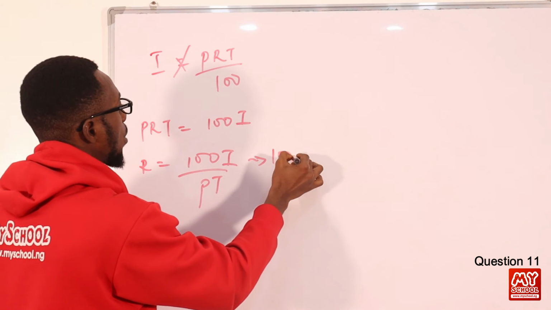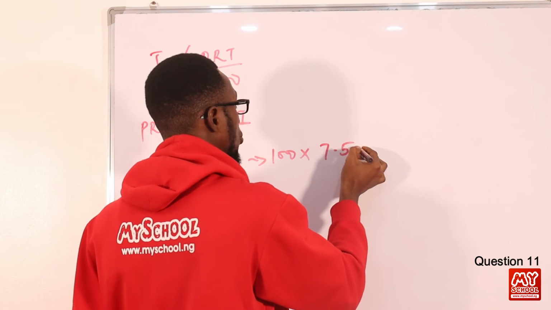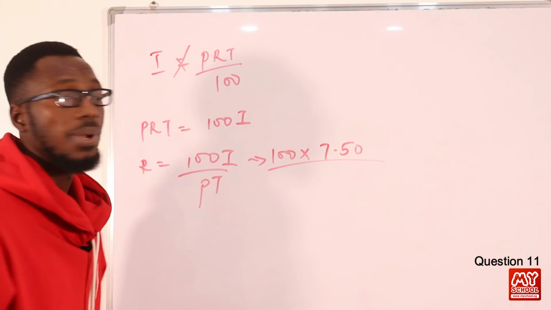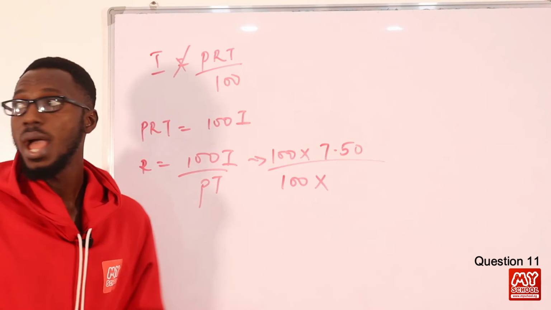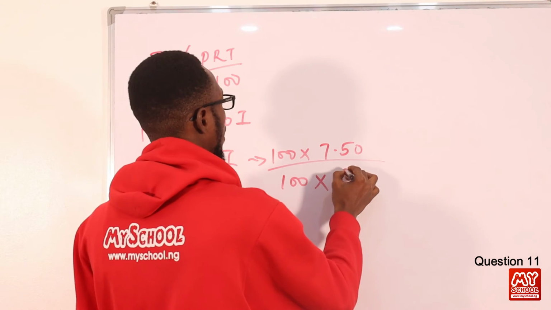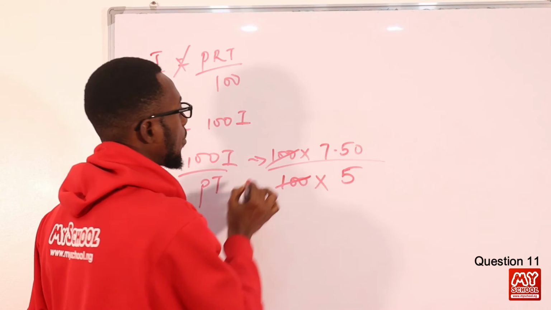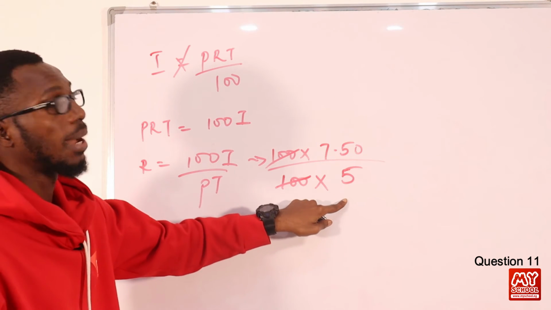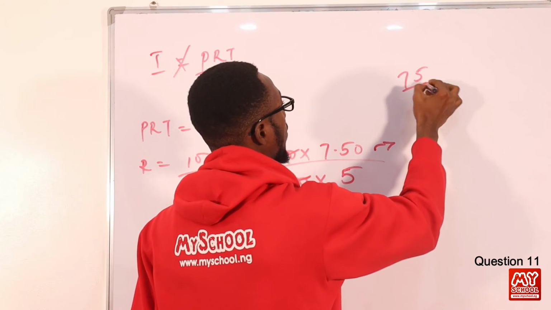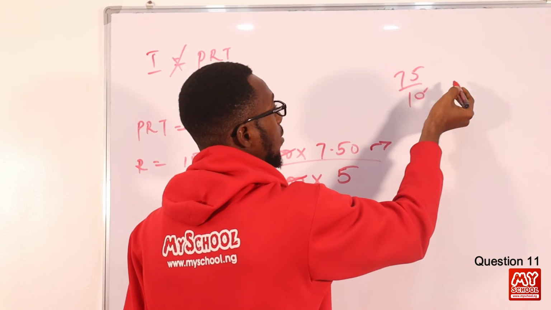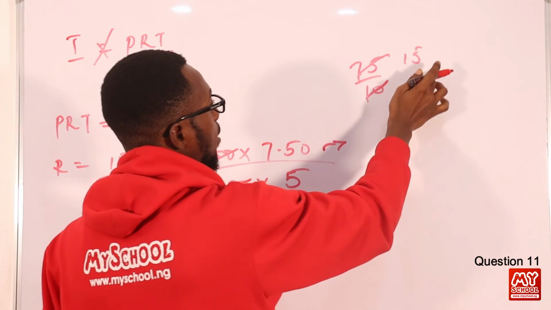So I will have 100 times the interest generated, which is 7.50. The principal there is 100 naira, times the time, 5 years. So I should have 7.50 divided by 5. How do I do this? It's very easy. I know that 7.5 is actually 75 over 10. 5 goes here, 2; 5 goes here, 15. So this is basically 15 over 2.